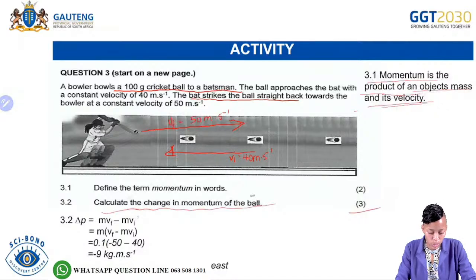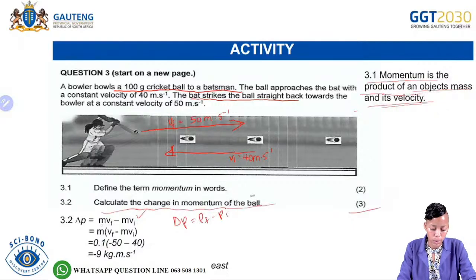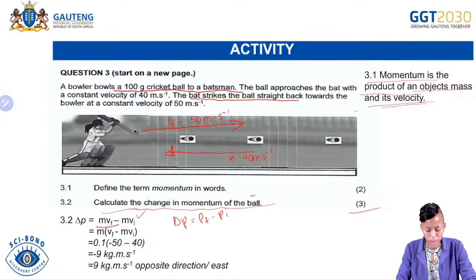So what are you going to do there? You are going to write your formula, which says the change in momentum is P final minus P initial. For your P final, you have m V final, and for P initial, you have m V initial. So you can write the V final and the V initial inside the brackets.